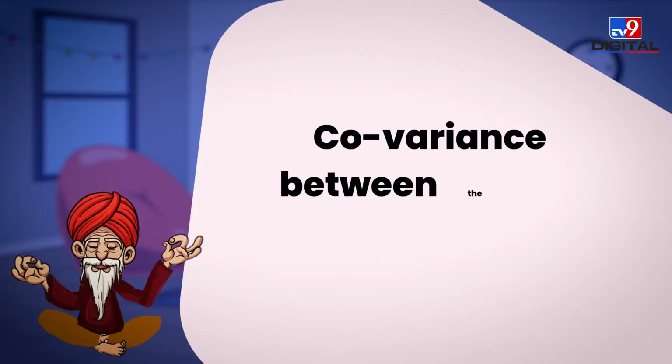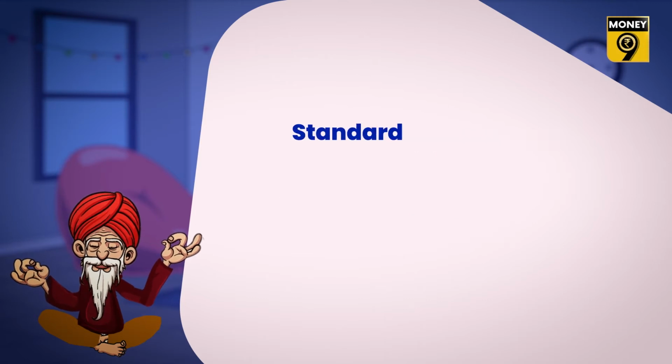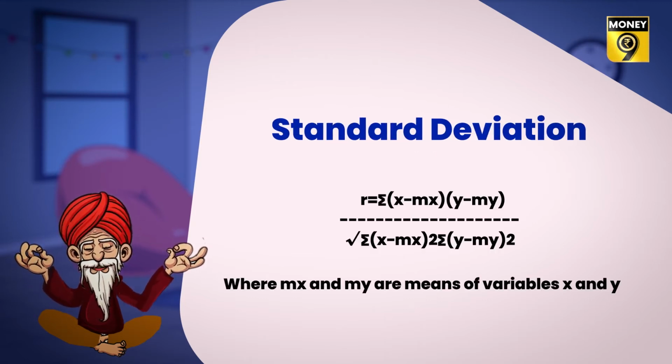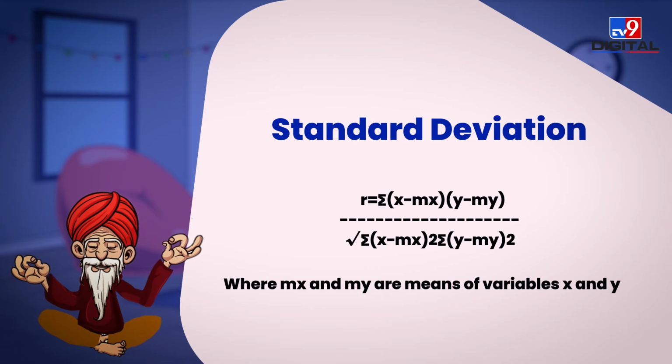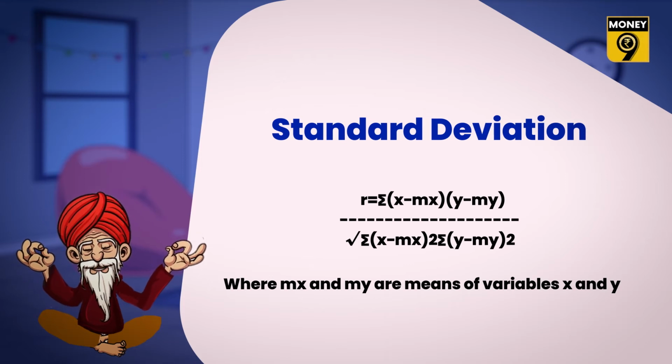To calculate correlation, first of all, we have to see whether there is any covariance between the two variables or not. After that, we calculate the standard deviation of both the variables. Then we divide the covariance by the standard deviation of both the variables. This gives us the value of the correlation coefficient.